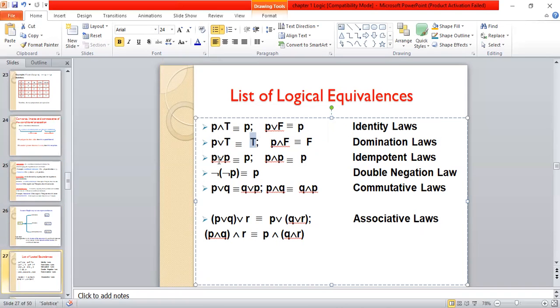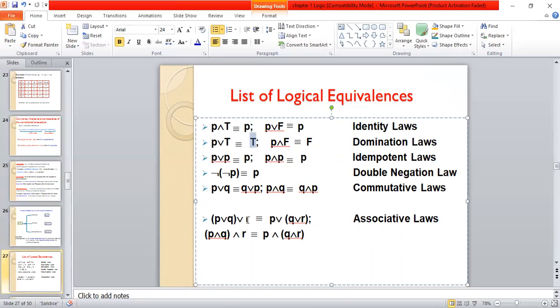And the next one is P or P is P, P and P is also P. So it is called idempotent law. P and P or P are the same, so we use P only. And the next one is double negation law. The negation of a negated proposition is the proposition itself, which is called the double negation law. And P or Q is equal to Q or P, and P and Q is equal to Q and P, which is just the commutative law of propositions.